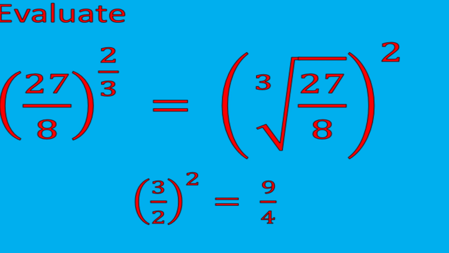As you can see there, what is the cube root of 27? The cube root of 27 is 3, and the cube root of 8 is 2. So we have 3 over 2 raised to the power 2, which is 9 over 4. Okay, this is how we apply these laws of indices.